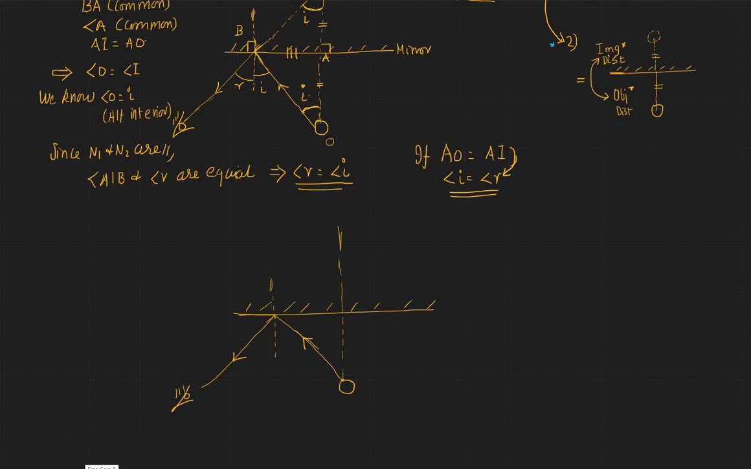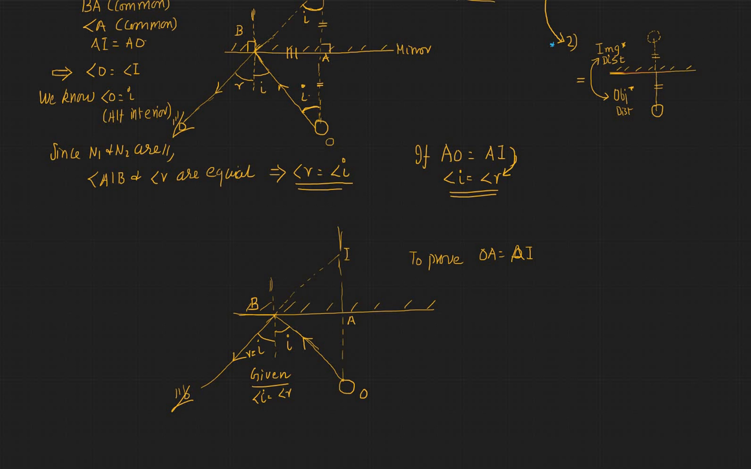And so what we want to prove is, if these two angles are equal, and this is also I, then we need to prove that OA is equal to AI. So we need to prove that OA equals AI, right? The object distance is equal to image distance, and given that angle I equals angle R, right? Because this is R, that's equal to I.